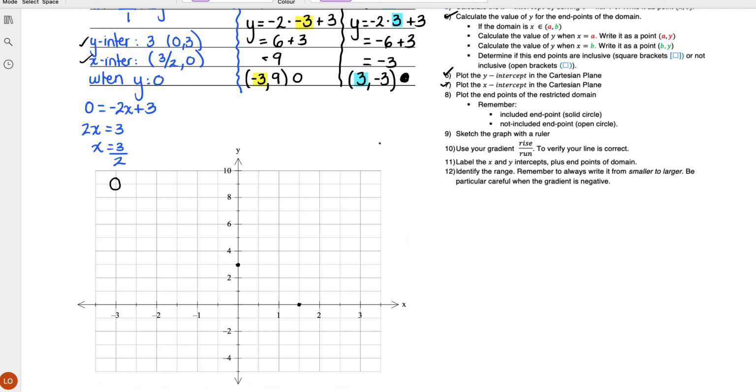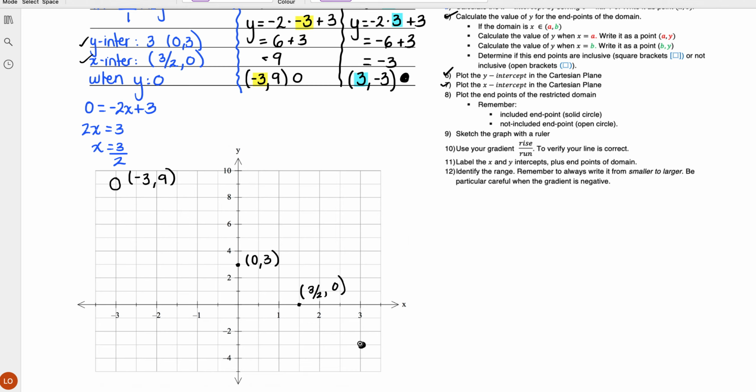Okay, good. You know what I should have been doing? Labeling it. I did this super big. You don't have to do it as big, but it's just to make it very clear for you that it's not included. So negative 3, 9. This point here that I had was 0, 3. This point here was 3/2, 0. Okay, and the other endpoint that I have to use is 3, negative 3. So 3, negative 3, included.